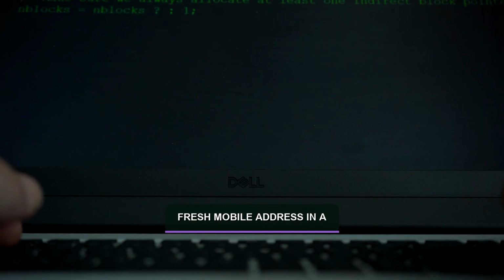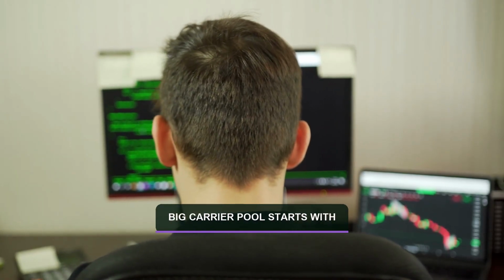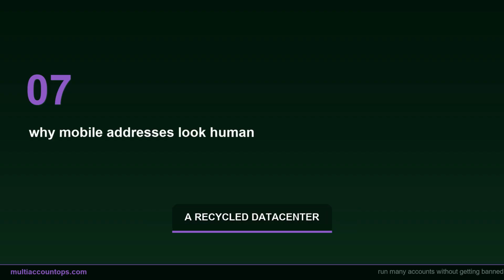A fresh mobile address in a big carrier pool starts with a clean, human-looking grade. A recycled data center address that 100 people abused last month starts in a hole.